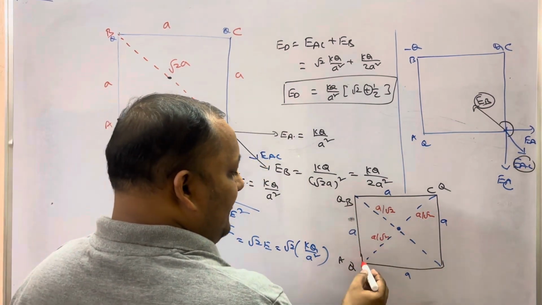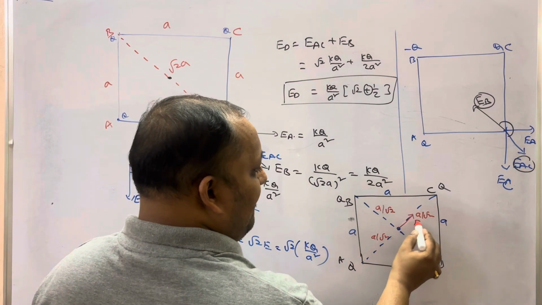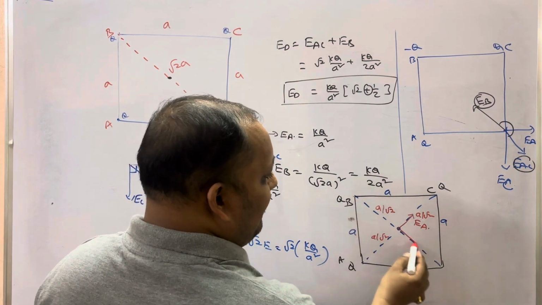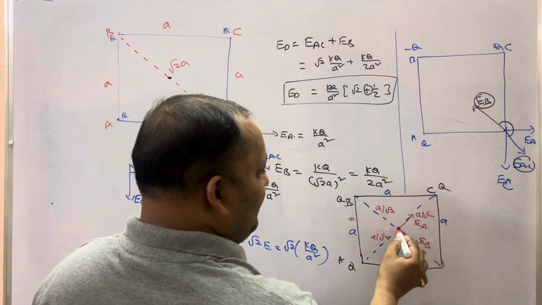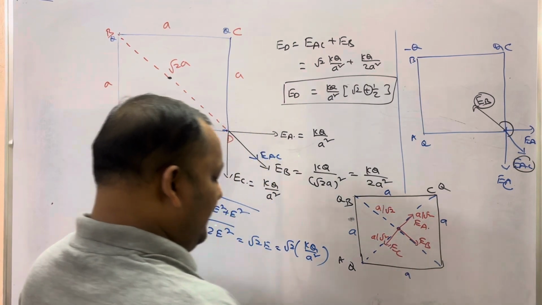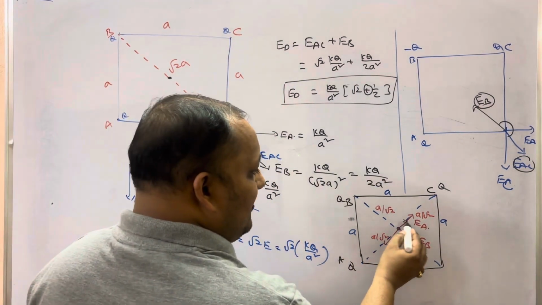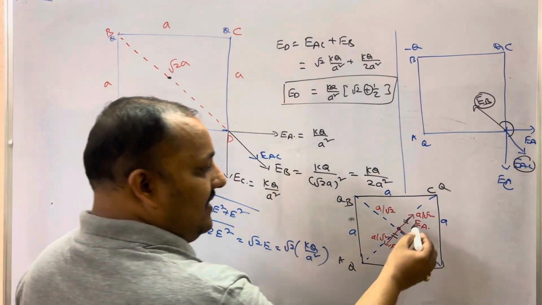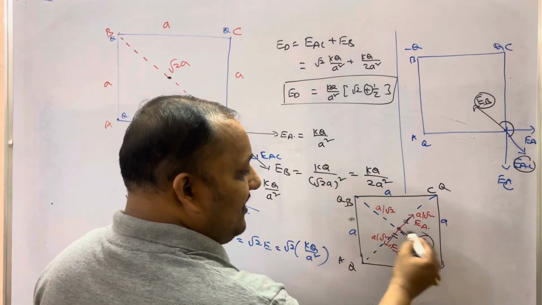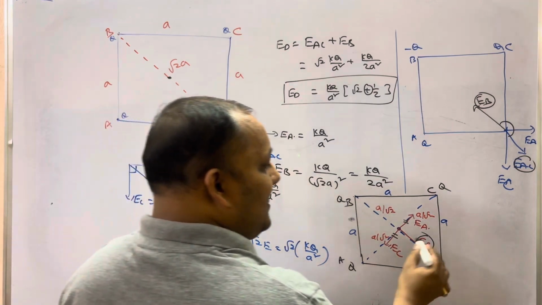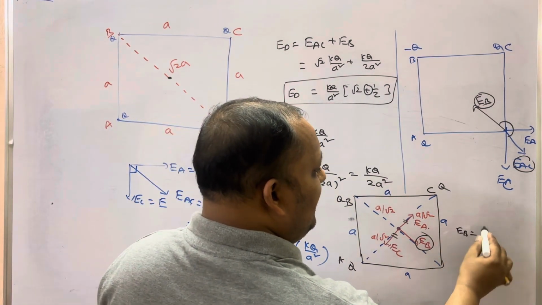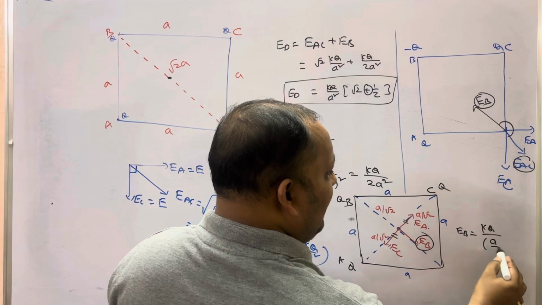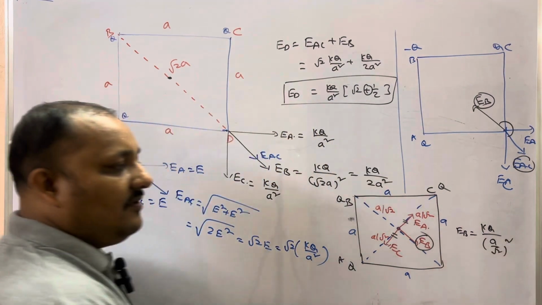Now because of A, it is going to be away, EA. Because of B, EB. Because of C, EC. In this, these two are equal and opposite. Therefore, they will cancel each other. EA and EC cancel, so what will be remaining now? EB. So what is EB? EB is KQ by A by root 2 whole square.